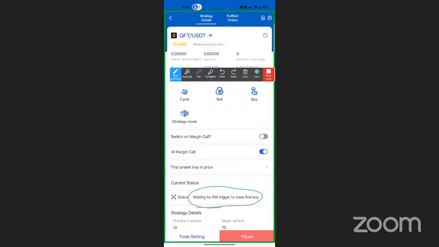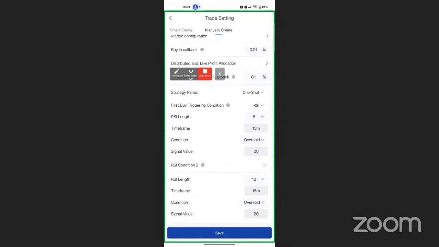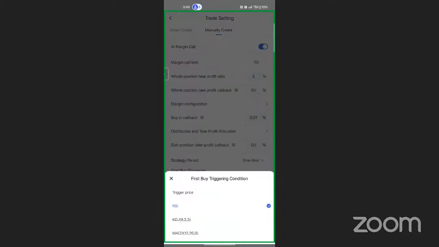Give me a yes in the chat if you have understood how to use RSI to pick a coin for trading. Now I want to go to another one. Another one you could put here is KDJ, but I will first do MACD.